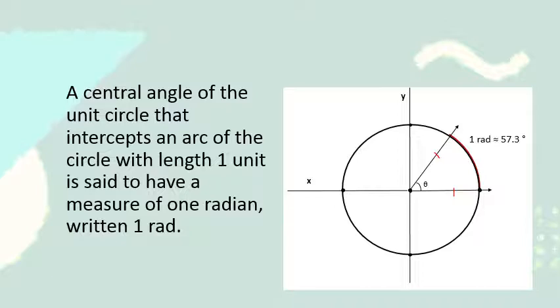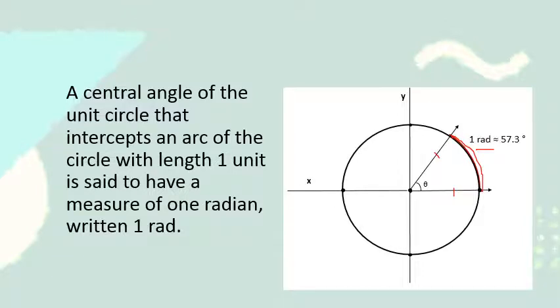The arc length, or the distance between these two points, this is the starting point of our angle going in counterclockwise direction forming an arc, we have a measure of 1 radian, which is equivalent to 57.3 degrees.